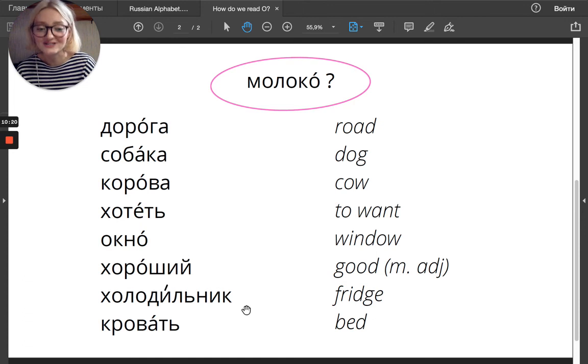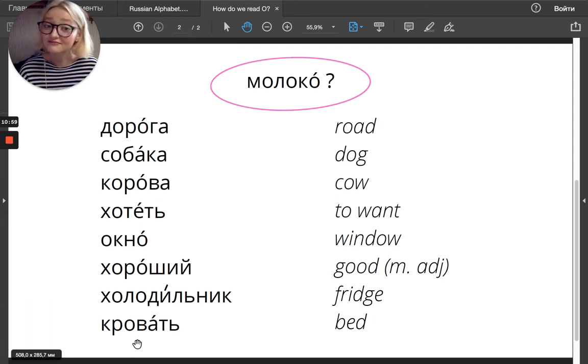And the last one. How to say bed. Let's do this. Okay, ready? Кровать. We did everything about Russian O, so now you know how to read it, and I hope everything was clear.